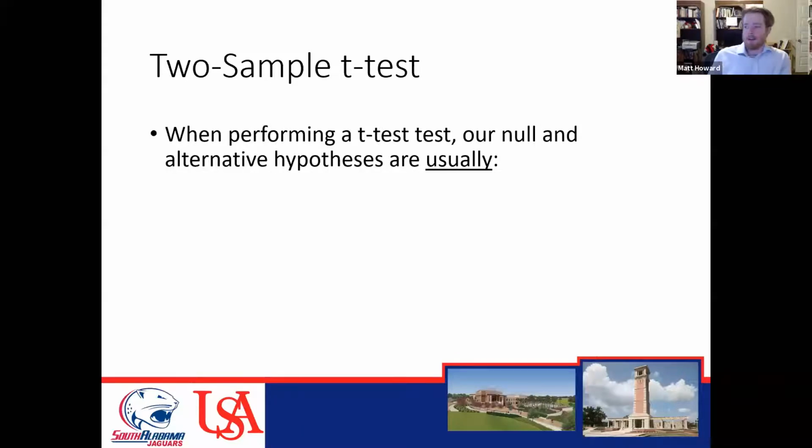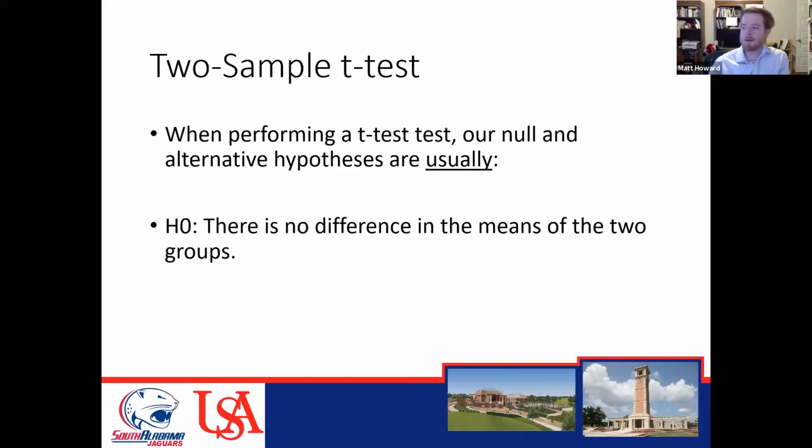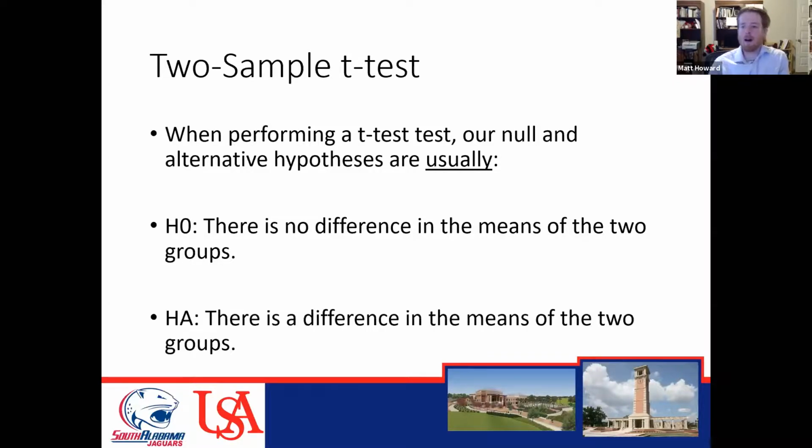Okay, so in performing a two-sample t-test, our null is usually that there's no difference in the means of the two groups. And our hypothesis, also called the alternative hypothesis, is that there is a difference in the mean of the two groups.